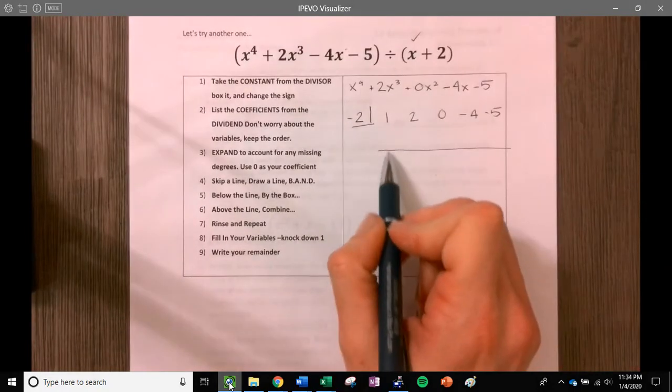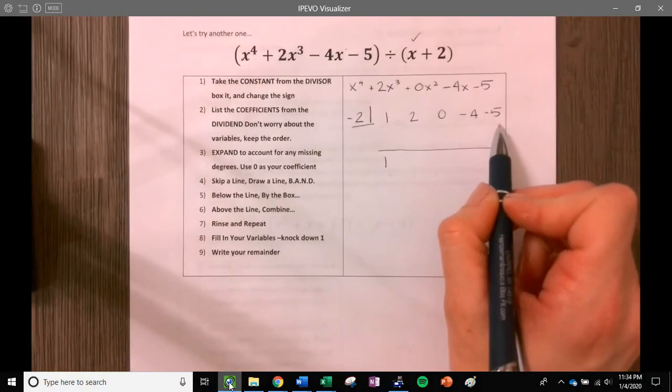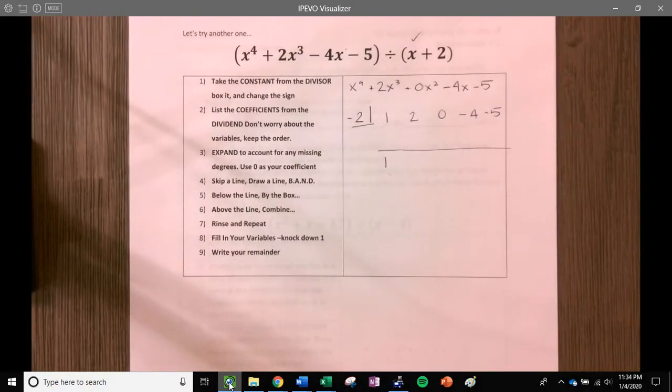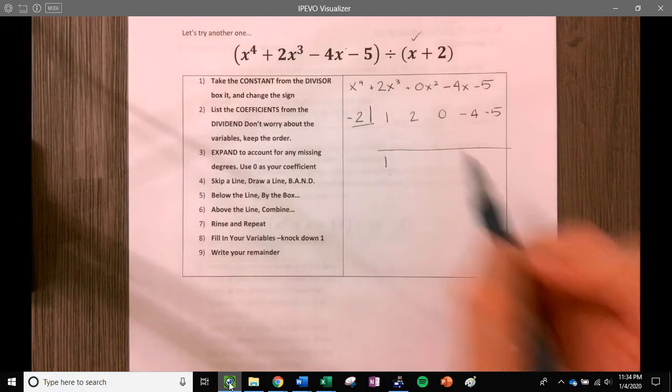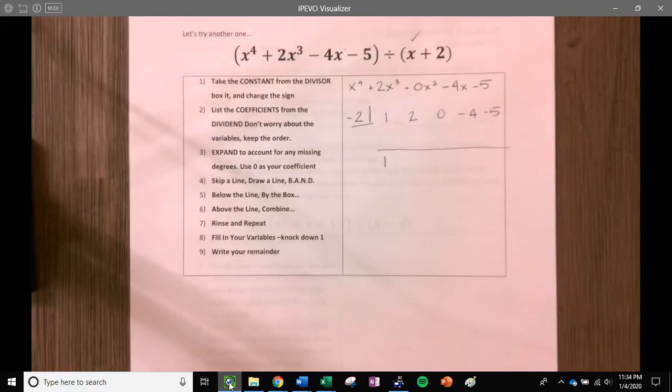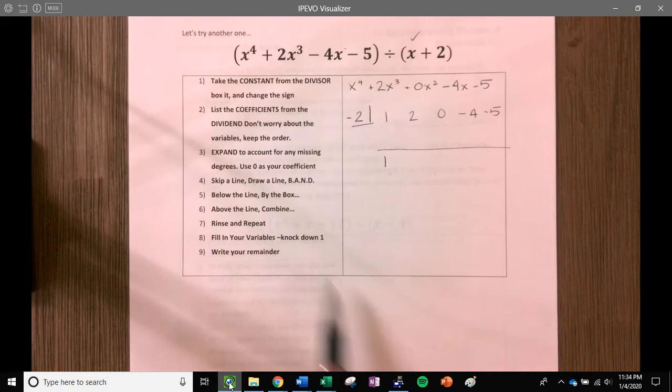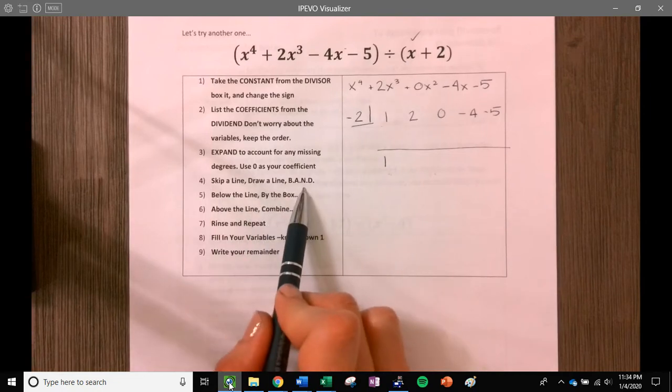If you don't remember to skip that line and you draw your line right here, you are going to confuse the heck out of yourselves. You've got to give yourselves room to create these verticals so that you know what you're combining and what you're multiplying. All right. So we skipped a line, we drew a line, we brought a number down.